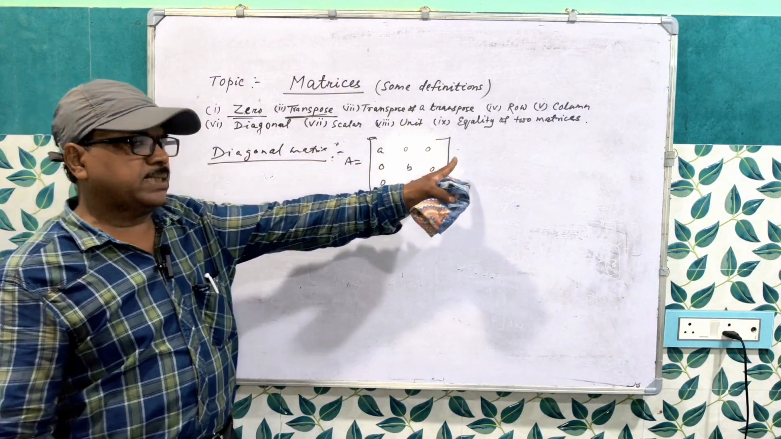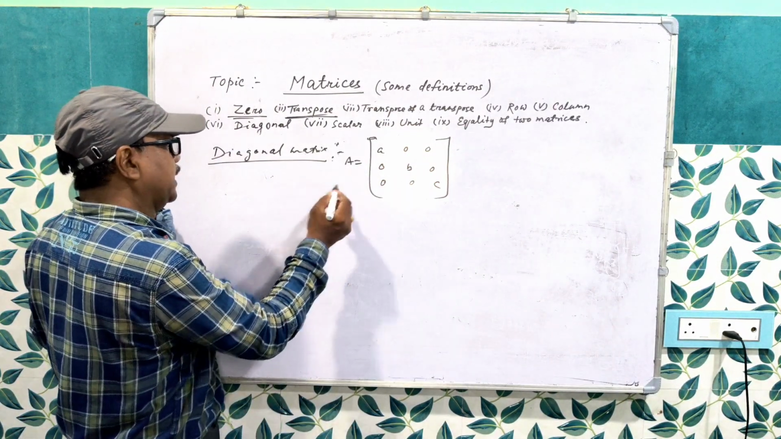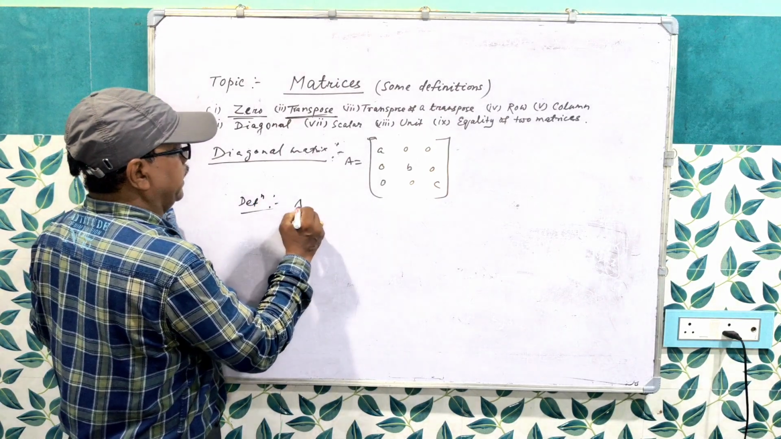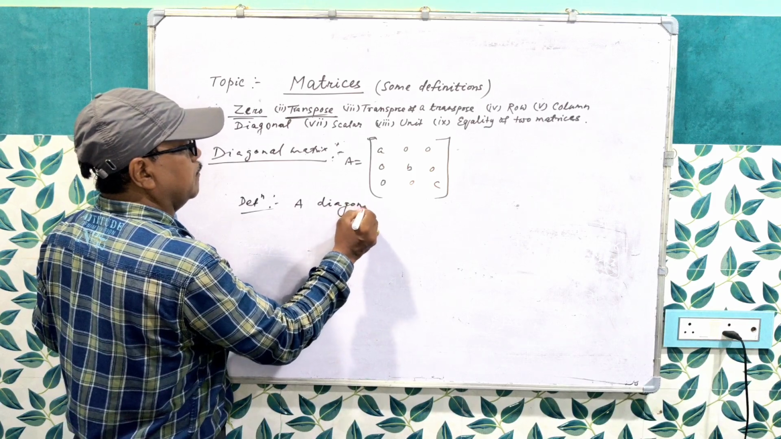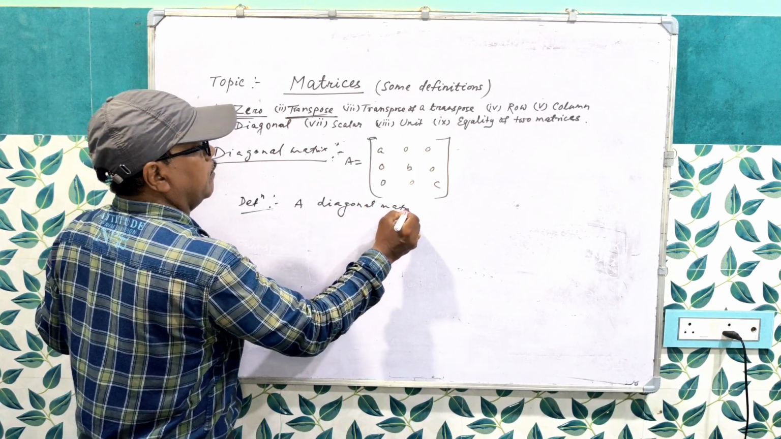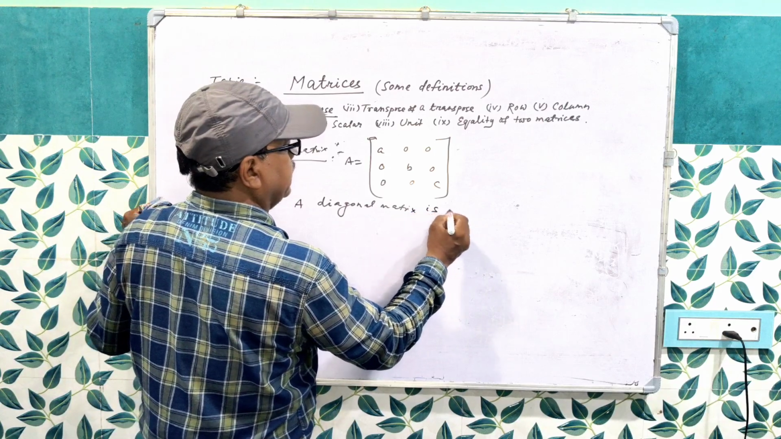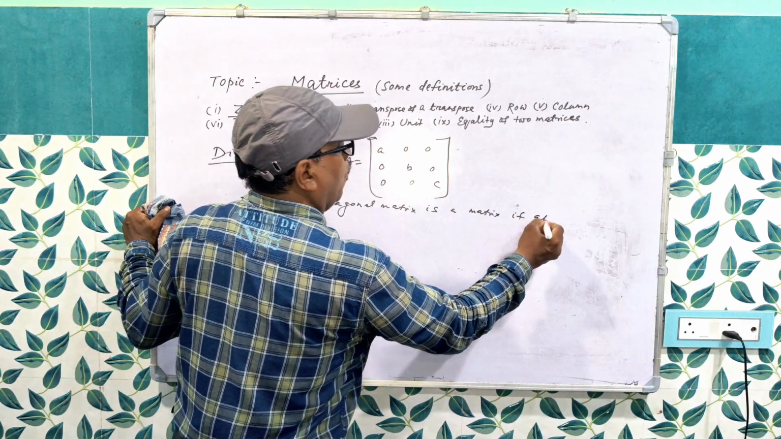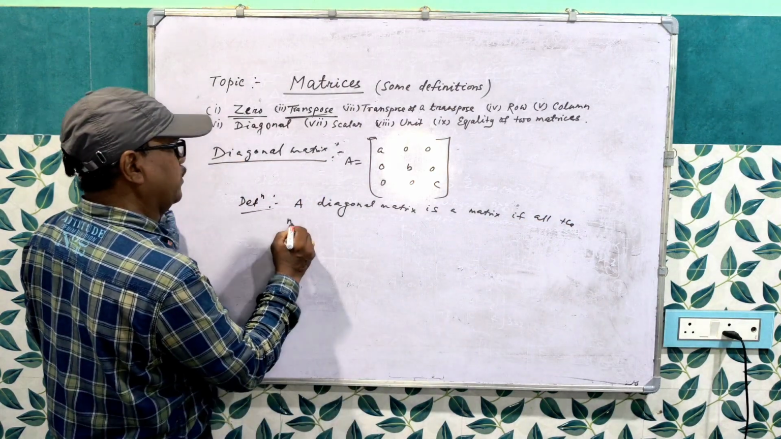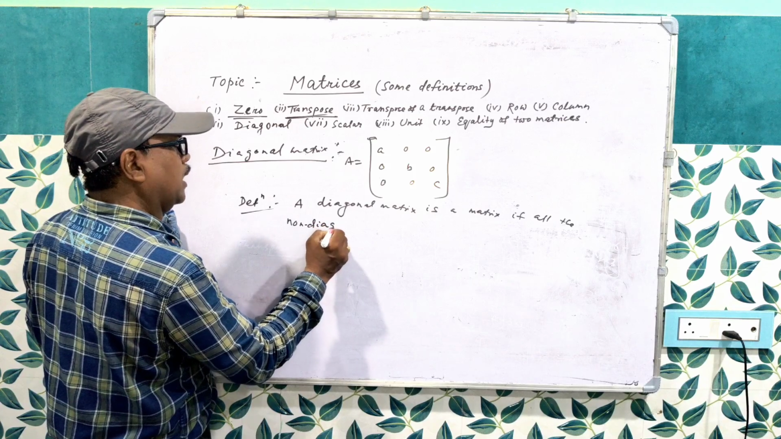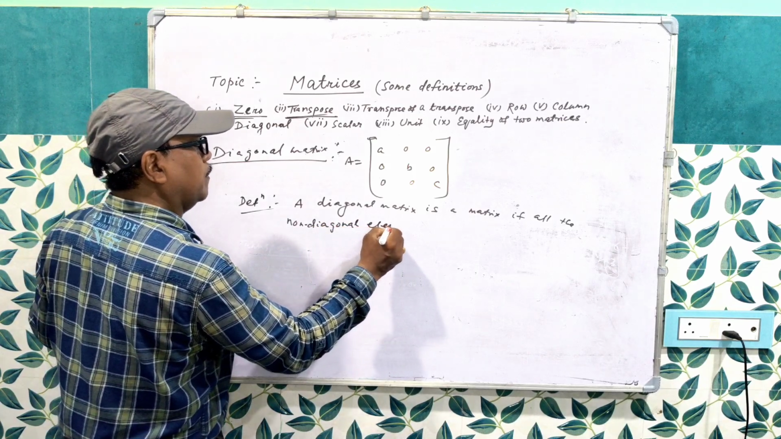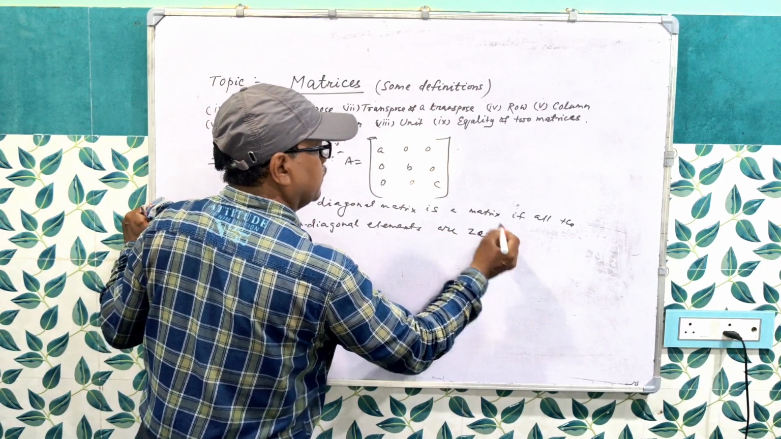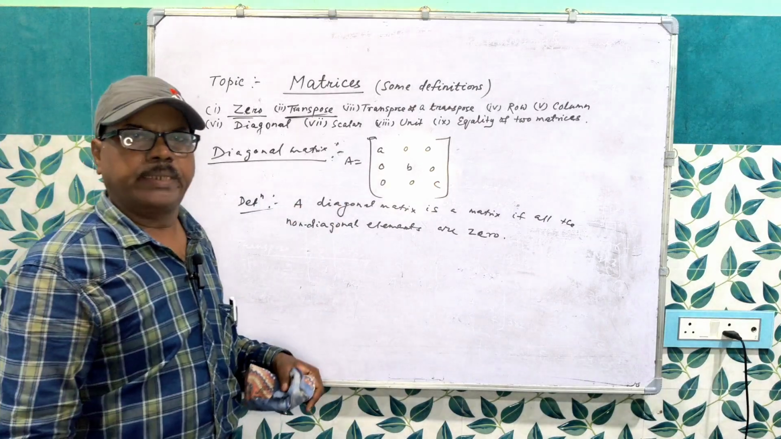All the non-diagonal elements are 0. A diagonal matrix is a matrix, write this definition: a diagonal matrix is a matrix if all the non-diagonal elements are 0, is called a diagonal matrix.